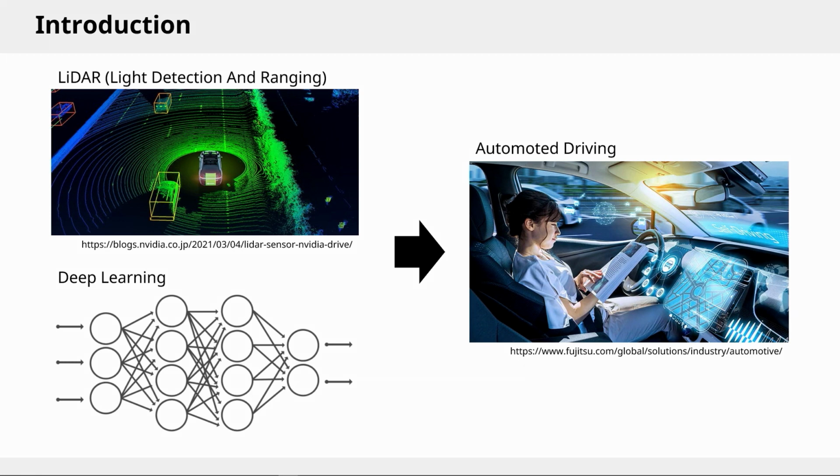Automated driving involves a variety of technologies. For example, a sensing technology such as LiDAR. LiDAR allows us to see what is around a car. Another is a computing technology, such as deep learning, that can process large amount of multidimensional information acquired by sensors. These technologies have developed automated vehicle technology considerably over the past few years.